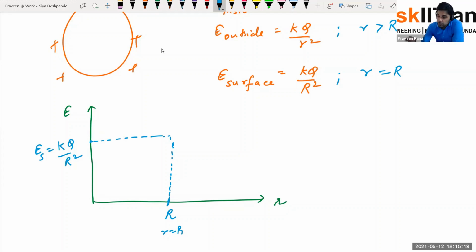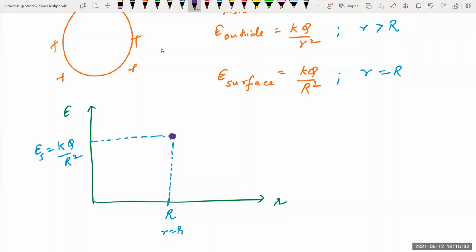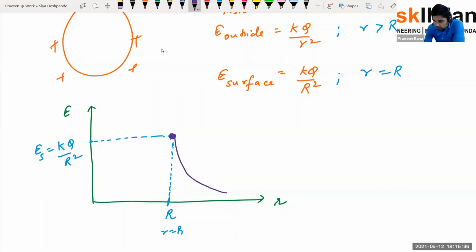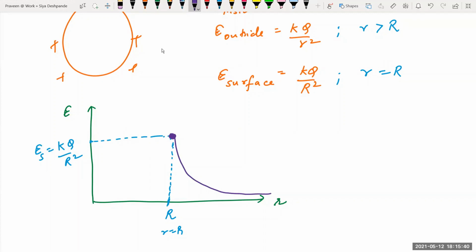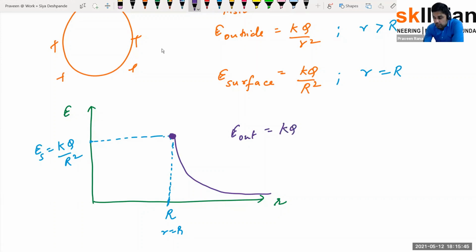As soon as we move away from the surface, the sphere is going to behave as a point charge, and electric field due to point charges was hyperbolic. So our graph would look like this, because electric field outside was equal to kQ over R square. We can also say electric field is inversely proportional to R square.